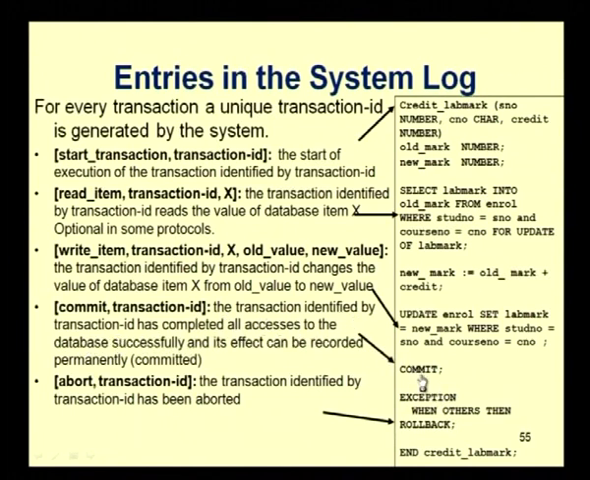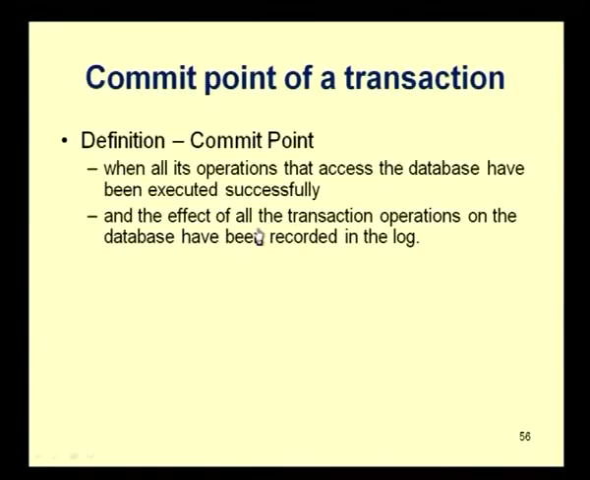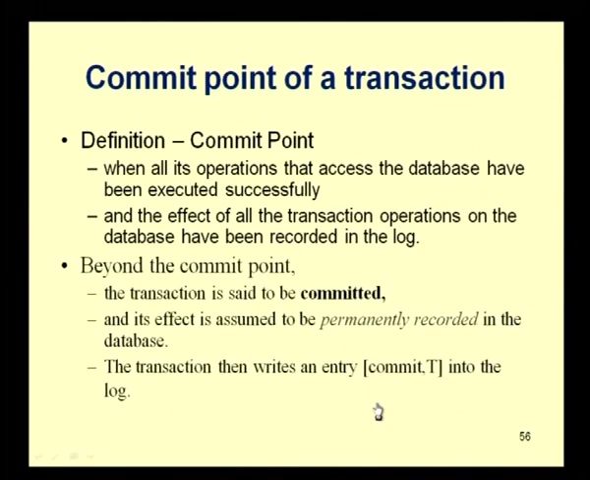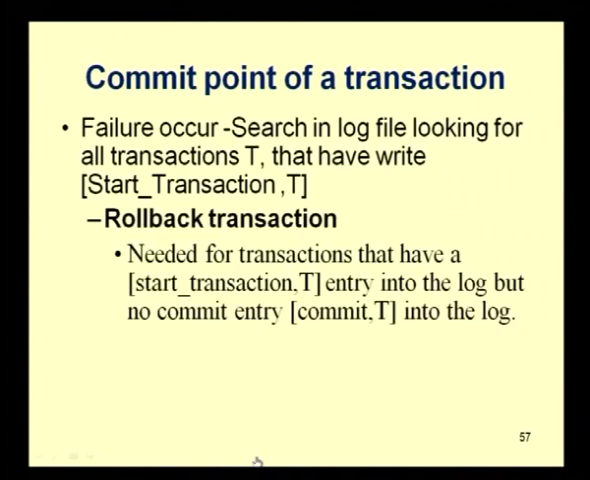Now let us talk a little bit about the commit point of a transaction. It is when all operations that access the database have been executed successfully and the effect of all the transaction operations on the database have been recorded in the log. So, the log also has to be recorded. Beyond the commit point the transaction is said to be committed and it will be permanently recorded, and then the transaction writes an entry commit comma T into the log.